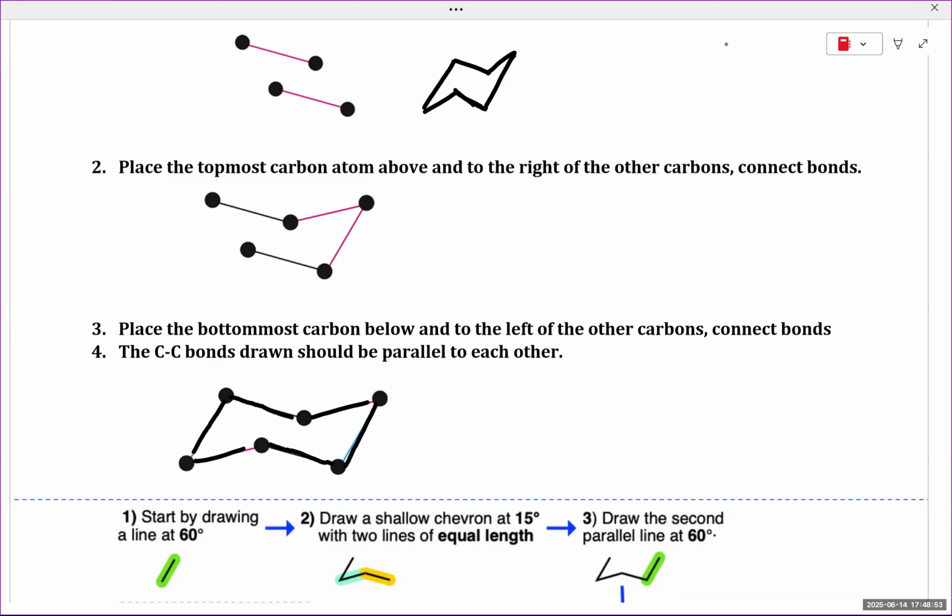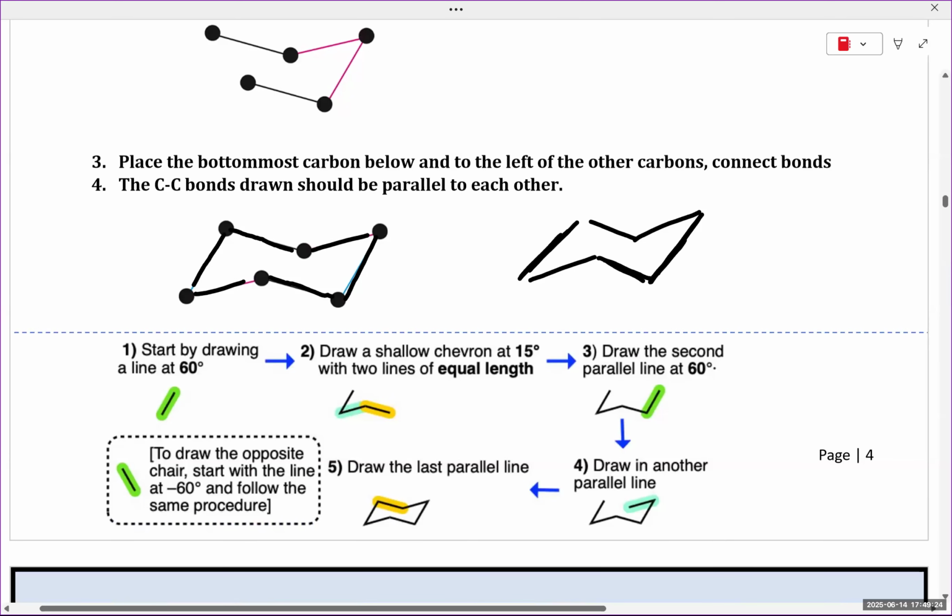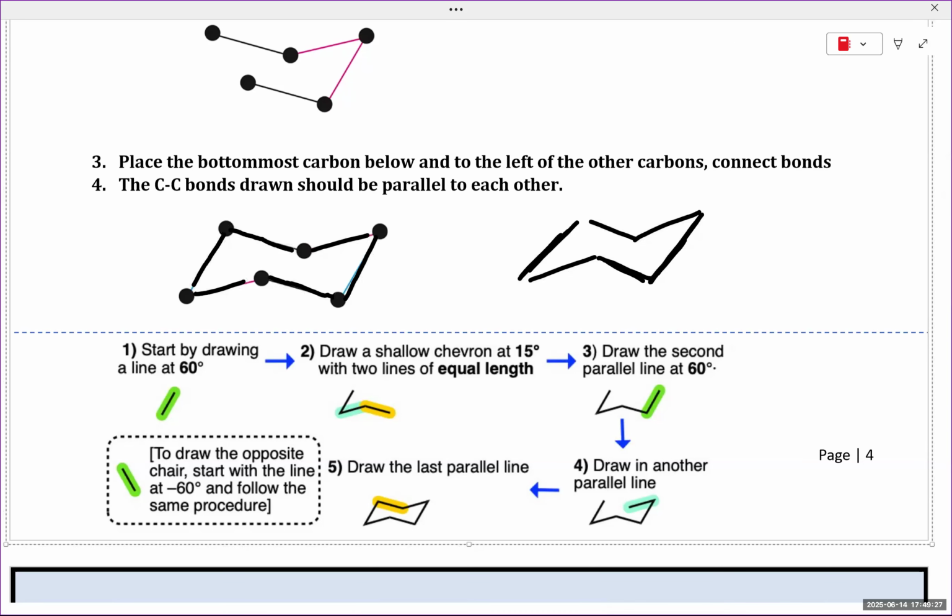To put this all together, we would draw out our first set of parallel lines, then connect them, then connect them once again. You may notice that the method I prefer to use to draw chair conformations is a little different than the method outlined here. This is another common method in which you start by drawing one line at a 60-degree angle. You connect to that a pair of lines, making a minor little curve at about a 15-degree angle. Then you draw a second parallel line, and then connect and draw in the remaining 2 parallel lines.